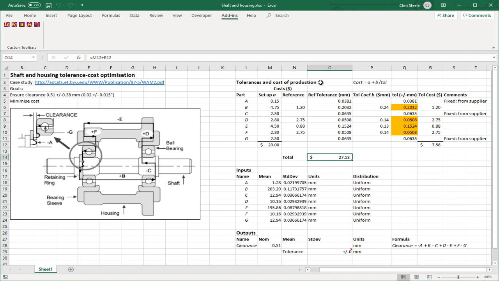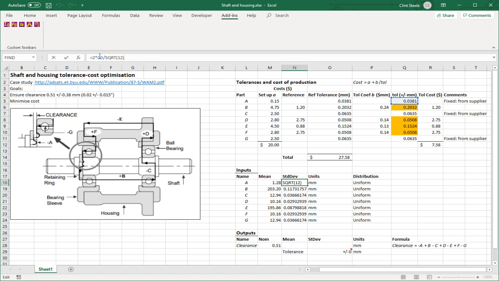So this part here is really just setting up our reference model for the cost due to tolerance. What we have down here is the inputs and the outputs of the system. We've got each of our key dimensions here, their mean or nominal value, and their standard deviation. Now, this standard deviation is based on the tolerance.